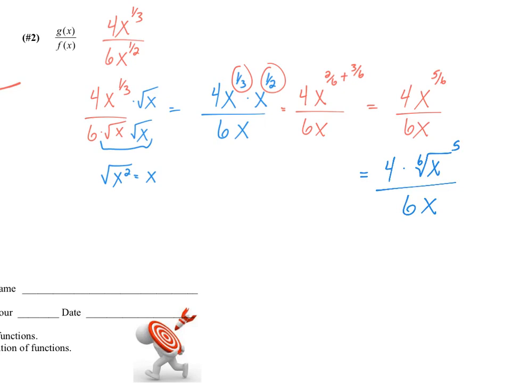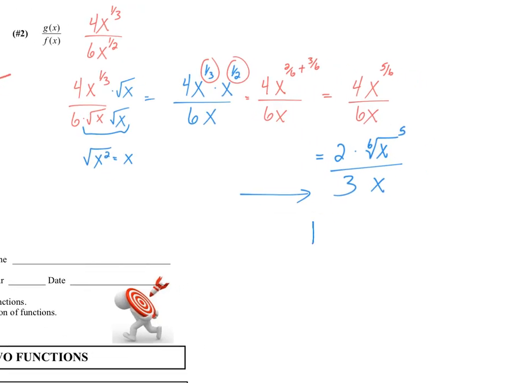Okay, take a minute to process that. You can pause the video if you want. I'm going to keep going though. 4 over 6 can be reduced down to 2 over 3. So I'm just going to erase and change this to 2 over 3 to save some room. Now, do we have a fraction? We do. The fraction has a 3x on the bottom.